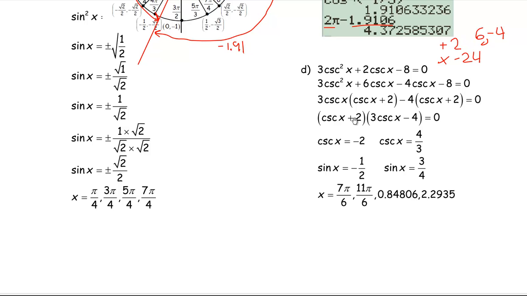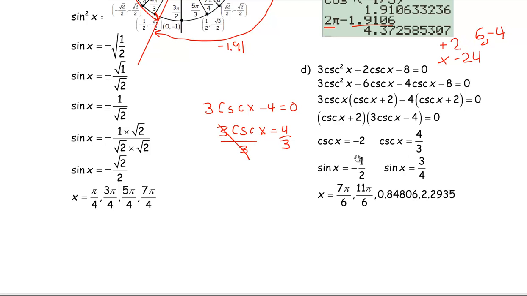If we set this one to 0, we get cosecant x equals negative 2. And if we set the 3 cosecant x minus 4 equal to 0 and solve, bring the 4 over, so 3 cosecant x would equal 4, and then we divide out the 3. So that's where we get cosecant x equals 4/3.